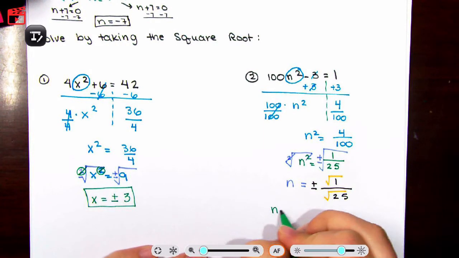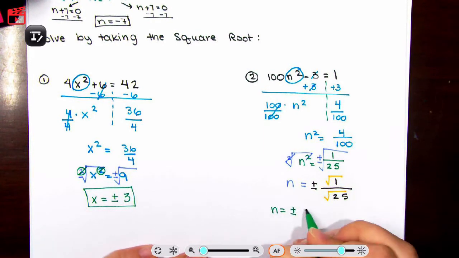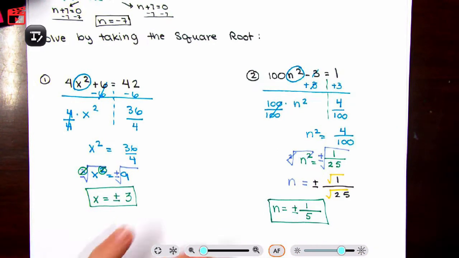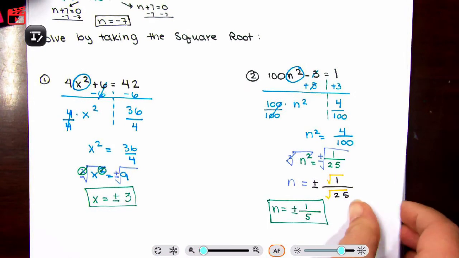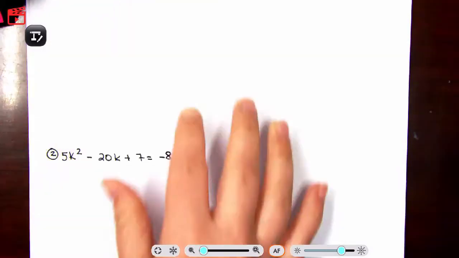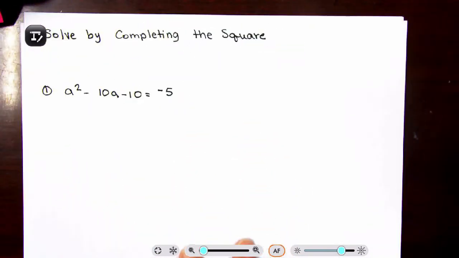So we have n is equal to plus or minus. The square root of 1 is simply 1. The square root of 25 is 5. So I have a fraction of plus or minus 1/5. So that is how we solve the quadratic equation by taking the square root. Let's do 2 more methods. The first one we're going to do here is completing the square.